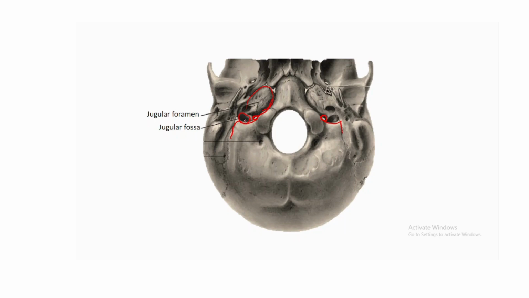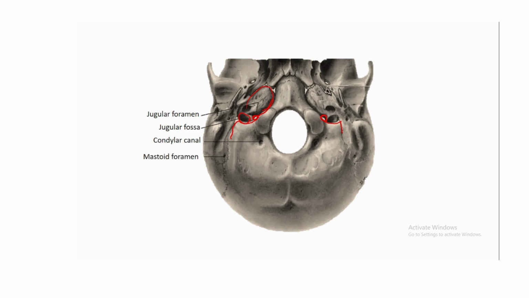So this is the jugular fossa and this is the jugular foramen. The jugular fossa is a part of the petrous temporal bone. There is a depression in the petrous temporal bone behind the jugular foramen, which is called the jugular fossa, and it is larger on the right side as compared to the left side.